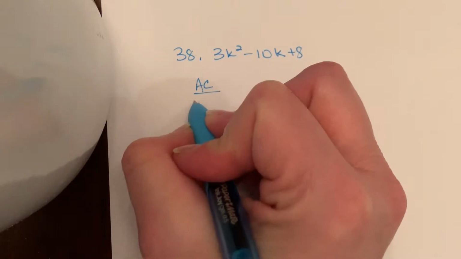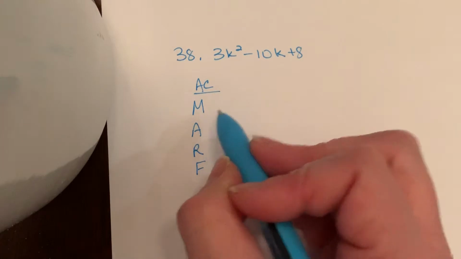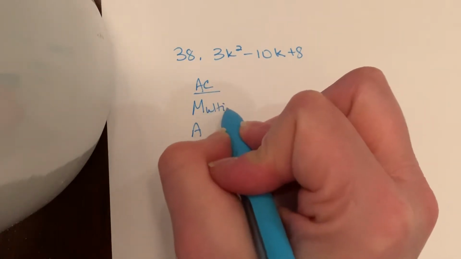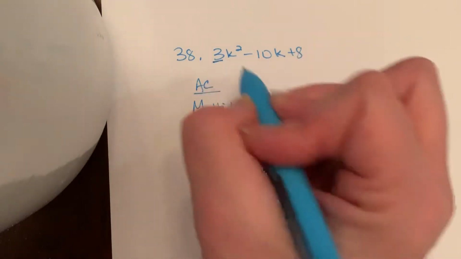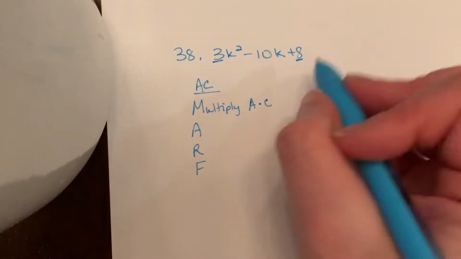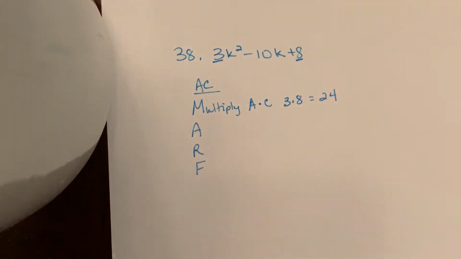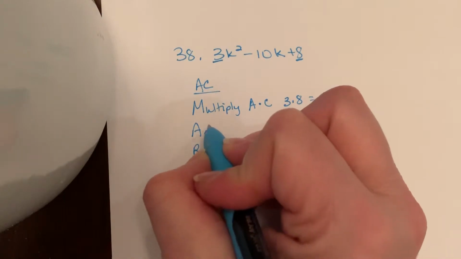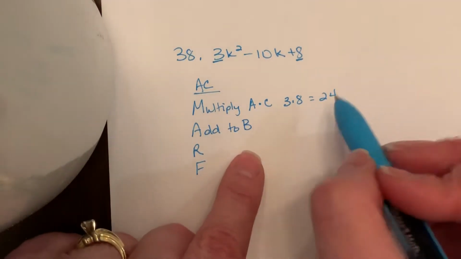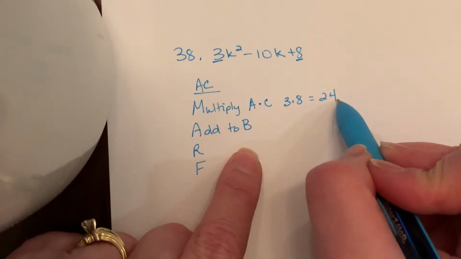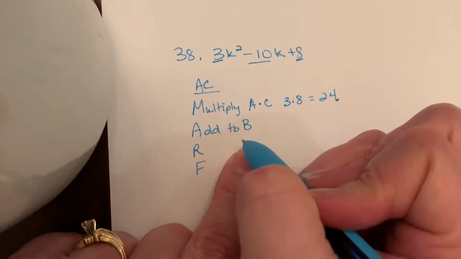We use the acronym MARF, M-A-R-F. The M stands for multiply A times C. Here's our A, which is 3. Our C is 8. 3 times 8 equals 24. All right, the A says add to B. That basically means I need two factors of 24 that add together to make B. In this case, a negative 10.